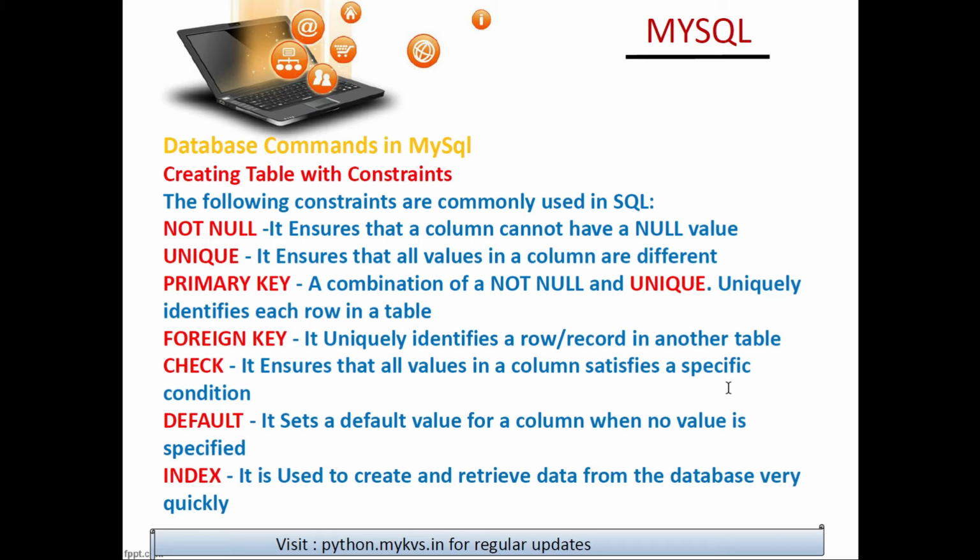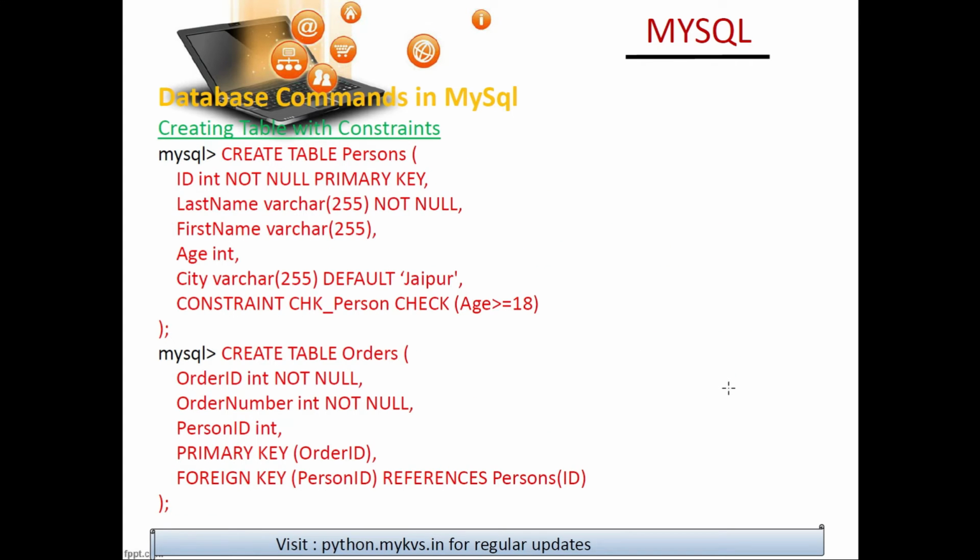Suppose the letters are coming from every region. If indexing has been done, that means all Kolkata letters will be in the same box, all Delhi letters will be in the same box, all Chennai letters are in the same box. Then it will be easy for the postman to deliver it. That is called indexing actually.